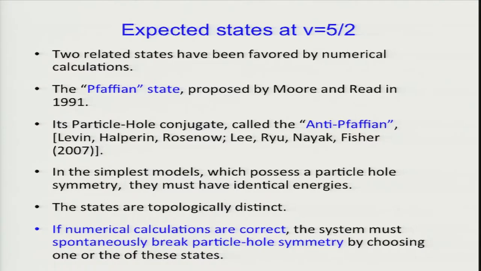All right, so let's talk about what happens at nu equals 5/2, where we see a quantized Hall state. There's an energy gap. And what's going on? There was a lot of confusion at first. But basically, people have come up with two related states, which have been strongly favored by numerical calculations on finite systems as the explanation for what's going on. One of them is the so-called Pfaffian state. I won't tell you what it is; it doesn't matter for this purpose. It was first proposed by Moore and Read in 1991.